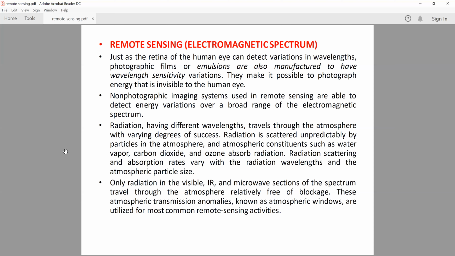So radiation is scattered unpredictably by the particles in the atmosphere, and the scattering and absorption rates vary with the radiation wavelength. And that is how you can classify in which conditions which wavelength would work better, and that is how you can decide on which sensor to use, because different sensors send out different EMRs of different wavelengths.